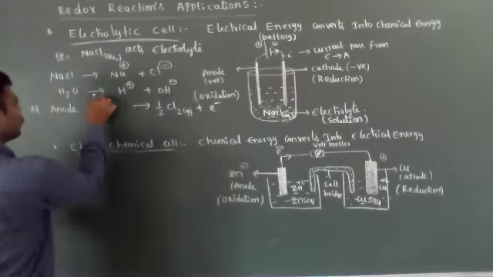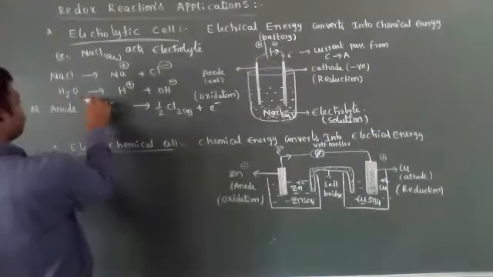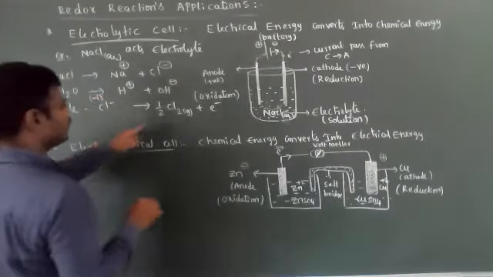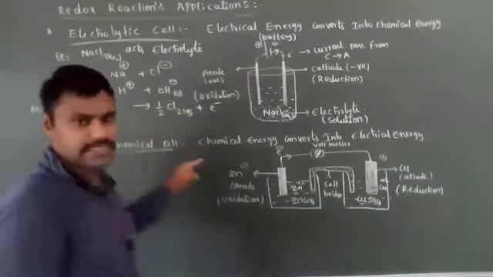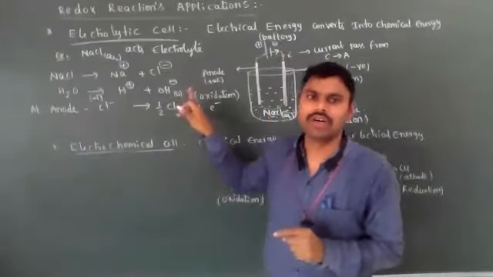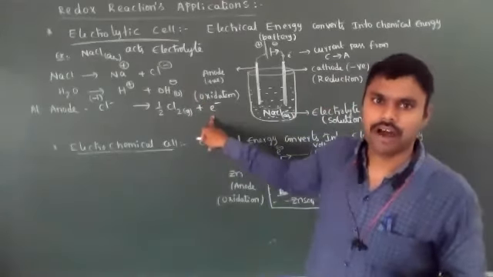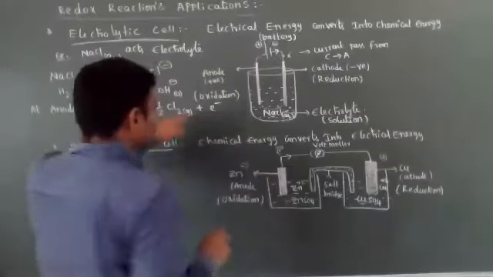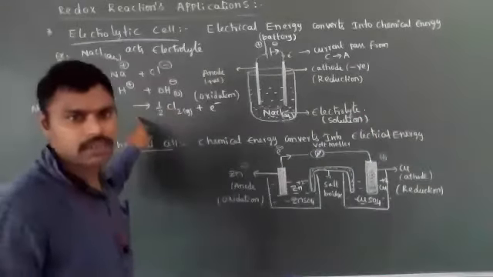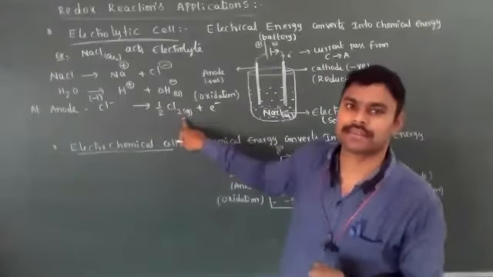See, what is the oxidation number of Cl minus? Sorry, the Cl minus oxidation number is -1, and in Cl2, what is the oxidation number? 0. So the oxidation number is increased. -1 is converted into 0, which means it is an oxidation half reaction. So at the anode, negative ions undergo oxidation. The Cl minus ion undergoes oxidation and is converted into Cl2 gas.